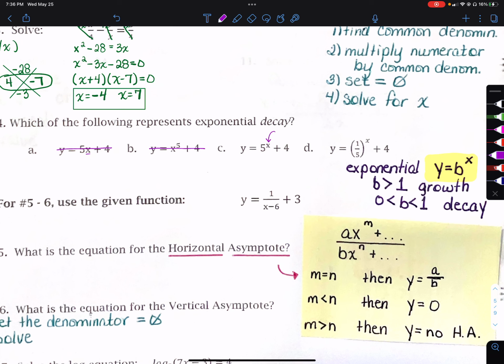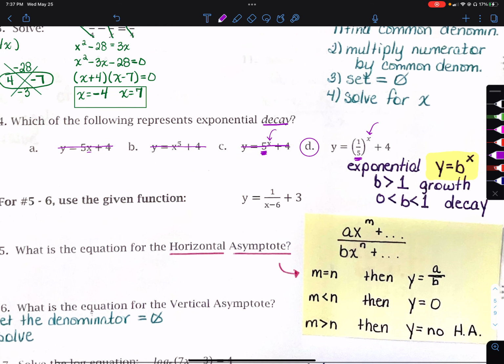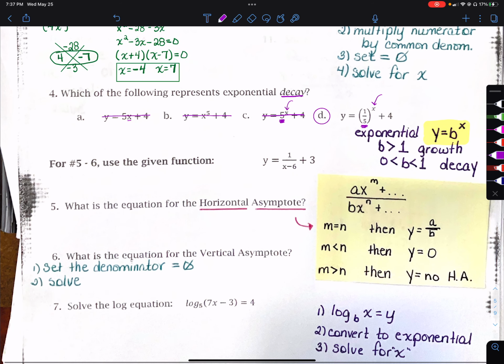So now I've got to look at the b value. B is greater than 1, so this one would want a growth, and we're looking for a decay. So it won't be C. So the next one is D. It is also exponential because the variable is in the exponent, and it has a b value of 1/5, and 1/5 is between 0 and 1. That one is a decay. Okay. All right, so let's go on to number 5.